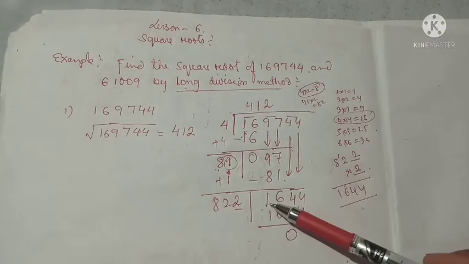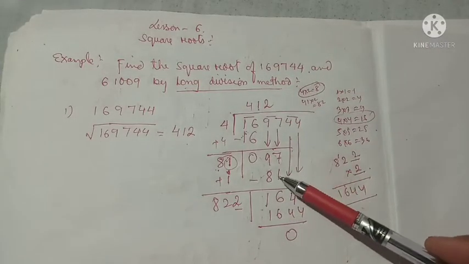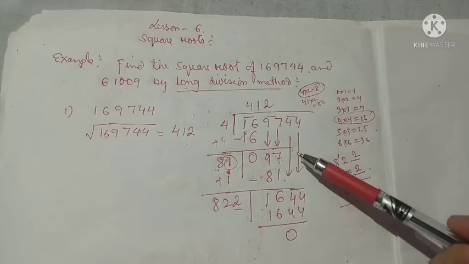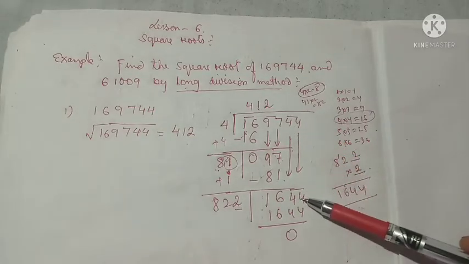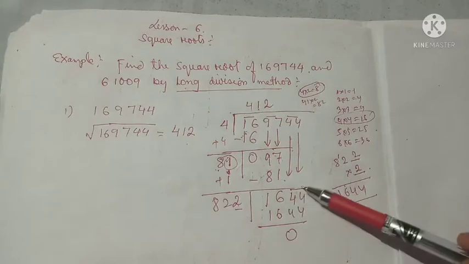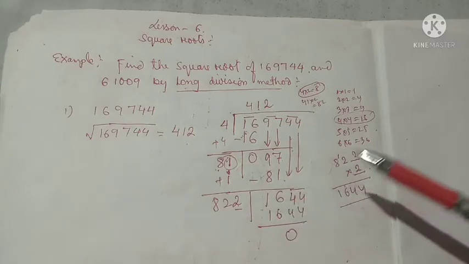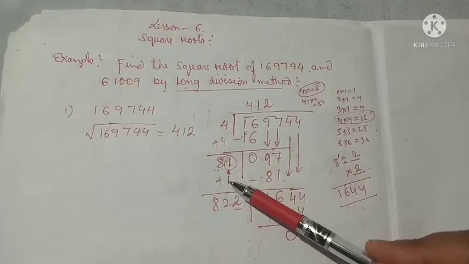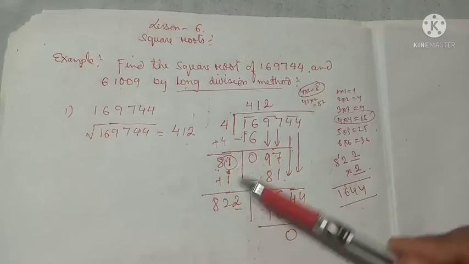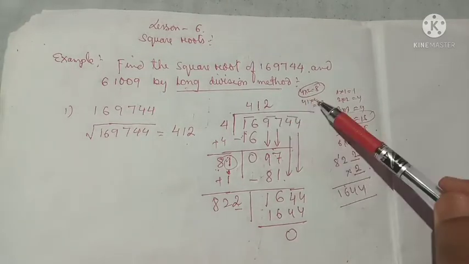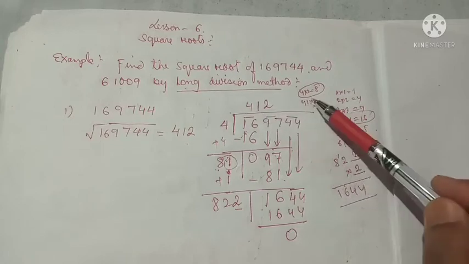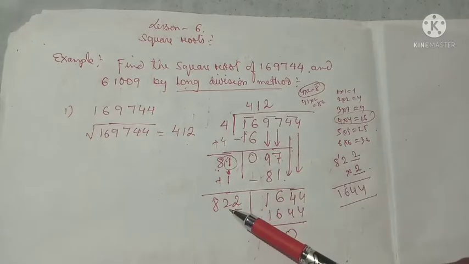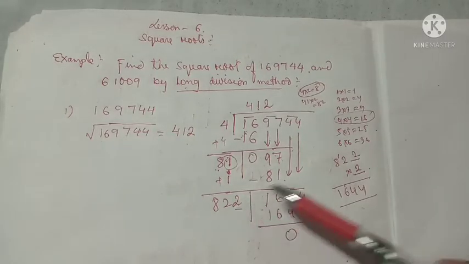Now the last part: when we subtract 81 from 97, we get 16 as the remainder. 16 as the remainder, and now we bring down the next two digits, that is 44. Now we have a new dividend, that is 1644. Now again, add 1 to the 81 to get 82. It means if you multiply 41 by 2, you get 82. In this way also, when you multiply the quotient by 2, you get the new divisor for this new dividend.